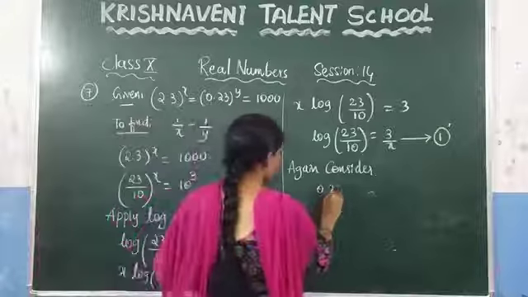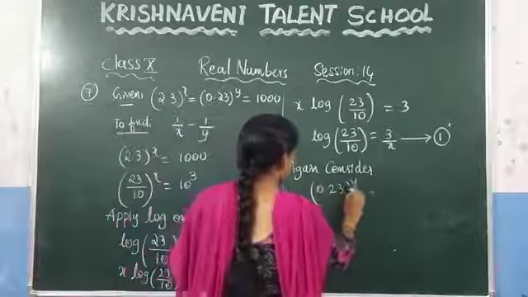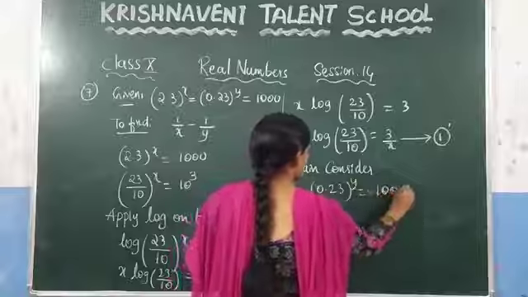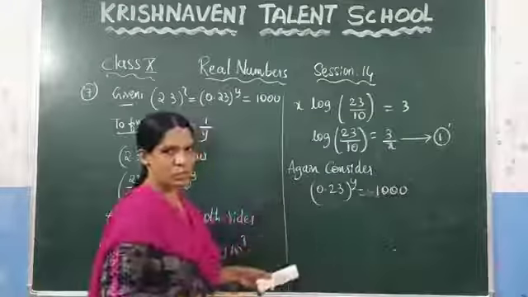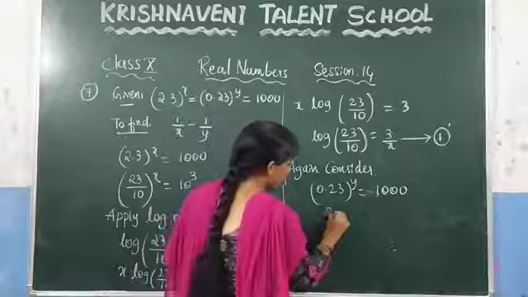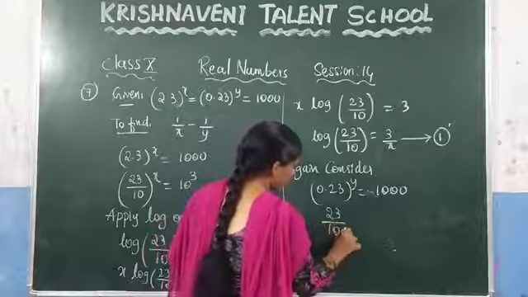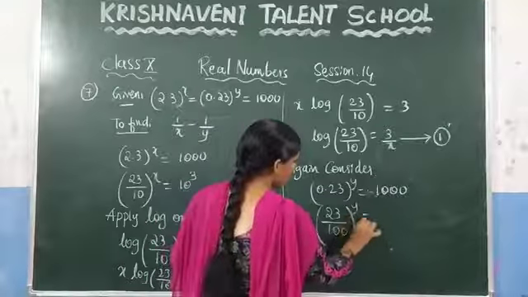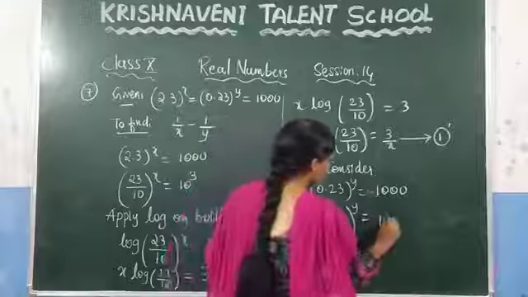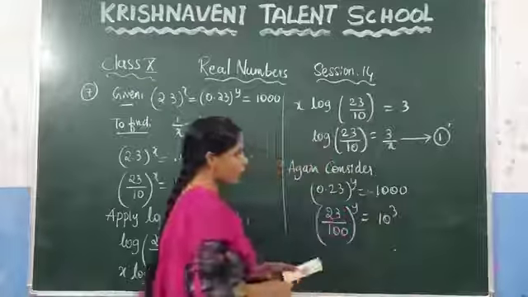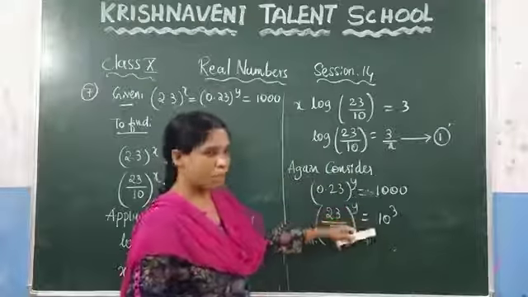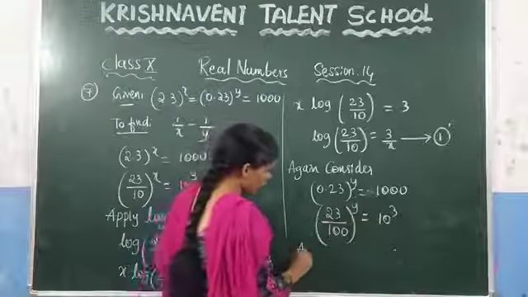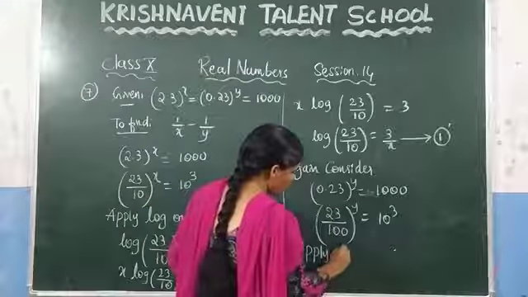What is that one? 0.23 whole power y is equal to 1000. Again write this in the form of a fraction. What can you write? 23 by 100. Since after the decimal point two numbers are there, in the denominator you can keep two zeros. And this one you can write as 10 cube. Now what we need to do? We have to apply log on both sides.